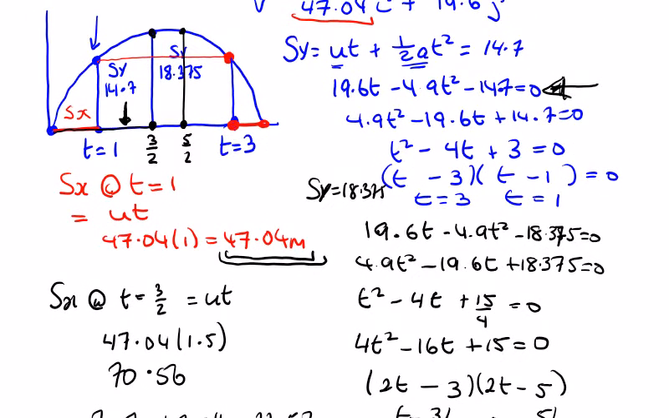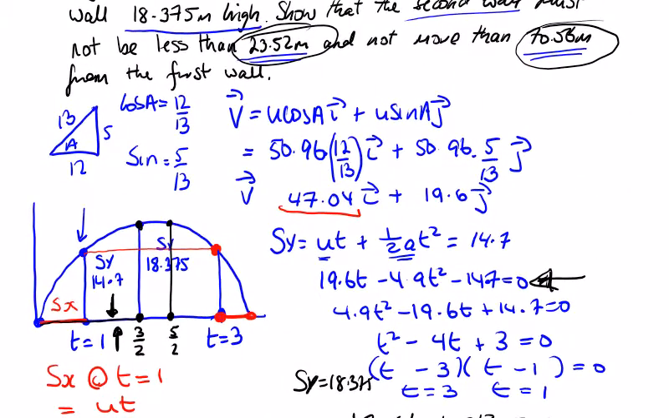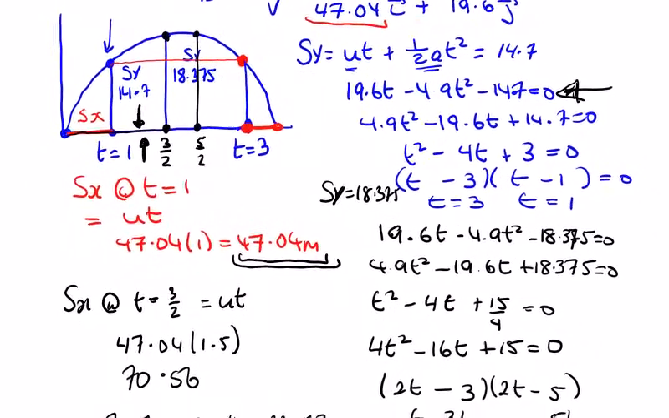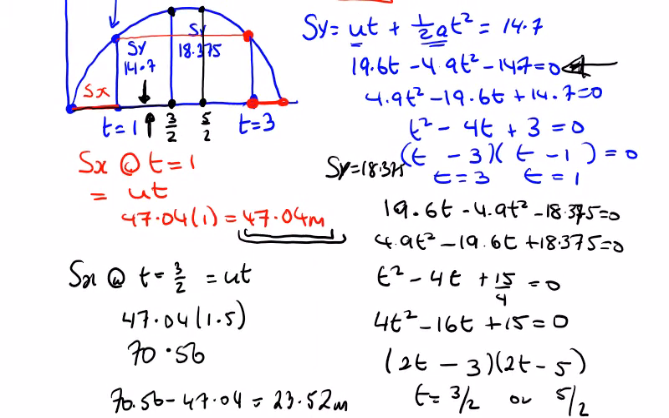So that's that distance there, 23.52. What are we asked to show? And not more than 70.56 from the first one, so less and more. So we're looking at both of these here. So just try and keep the diagram for a second.